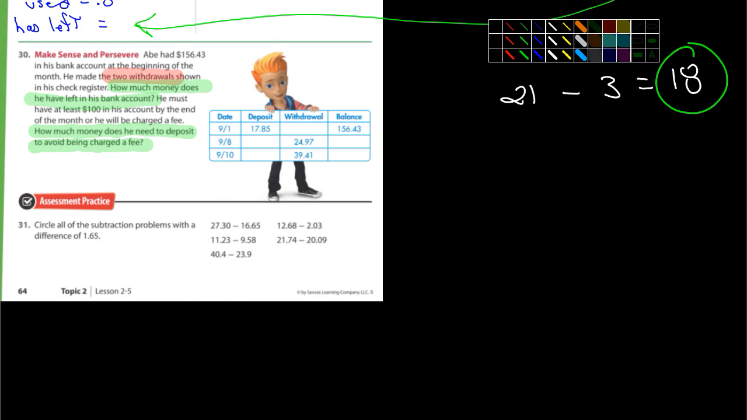31, circle all the subtraction problems with the difference of 1.65. Here's what they're asking you to do. If you do each one of these, the answer for some of them will be 1.65. And if it's these two, like this one here and this one here, then you would circle them. They're asking you to circle the ones that have a solution or an answer of 1.65. Okay?